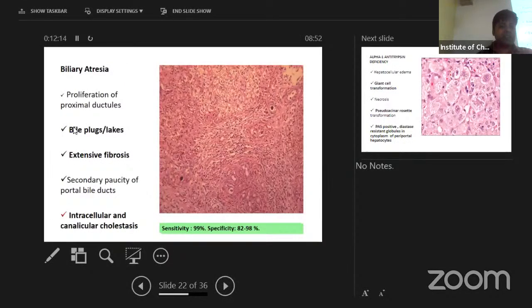Now the biliary atresia. The slide shows proliferation of the proximal ductules, bile plugs or lakes, extensive fibrosis, secondary paucity of the portal bile ducts, and intracellular canalicular cholestasis. Sensitivity is 99% and specificity is 82 to 98%.